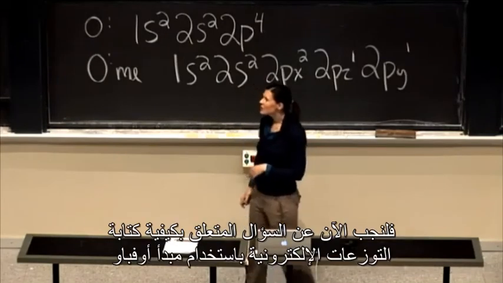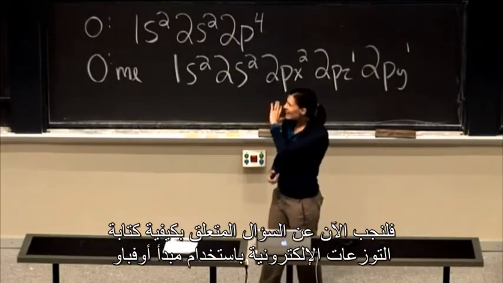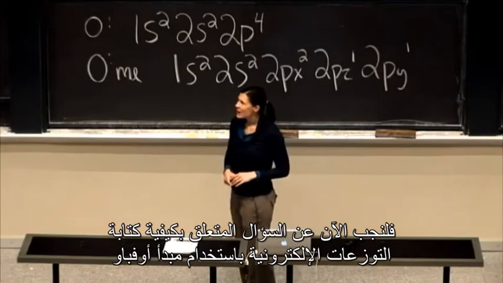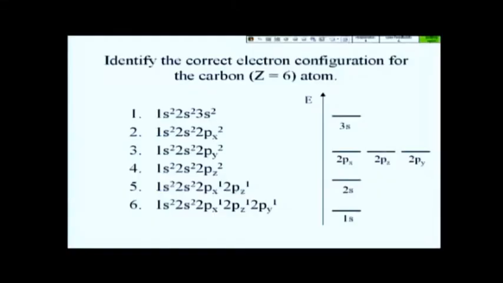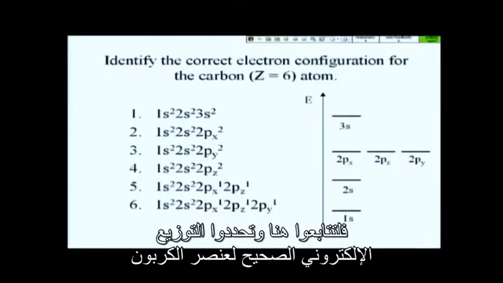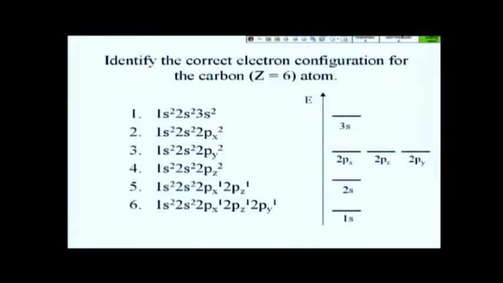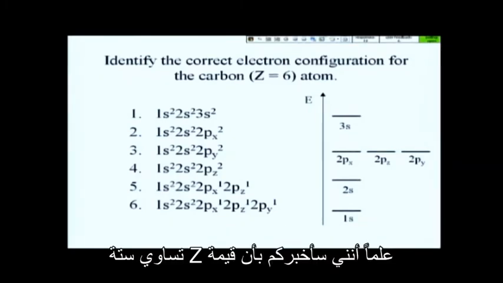So let's do a clicker question on assigning electron configurations using the Aufbau principle. So why don't you go ahead and identify the correct electron configuration for carbon, and I'll tell you that Z is equal to 6 here.